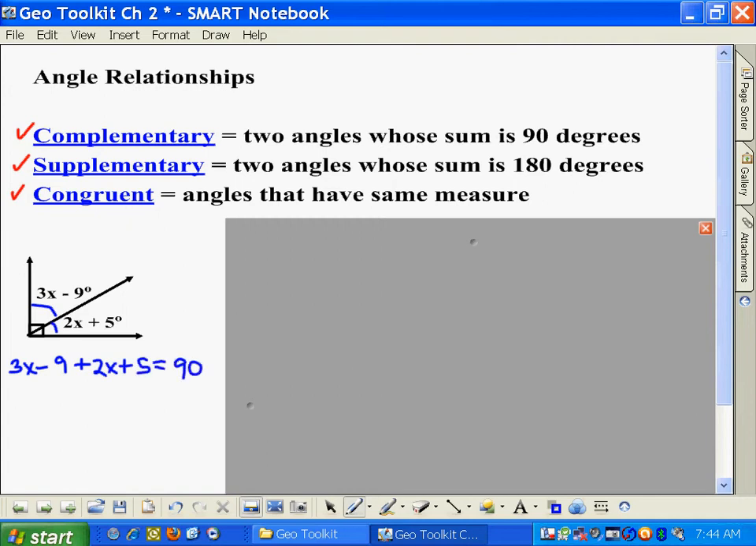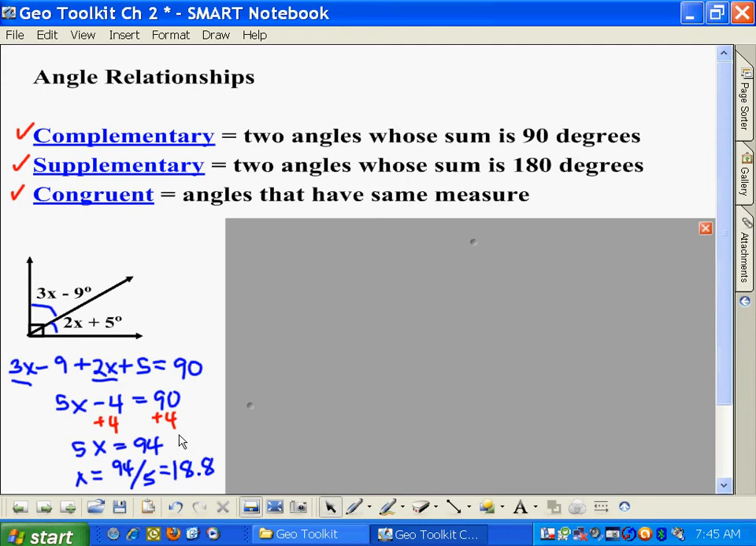must equal 90 degrees. So we can come up with an equation of 3x minus 9 plus 2x plus 5 equals 90, and then all we need to do is solve this. 3x plus 2x is 5x. Positive 5 and a negative 9 make negative 4. That equals 90. We're going to add 4 to both sides, so we get 5x equals 94. Therefore, x will equal 94 over 5, and you can leave it like that, or in decimal form, it would be 18.8.